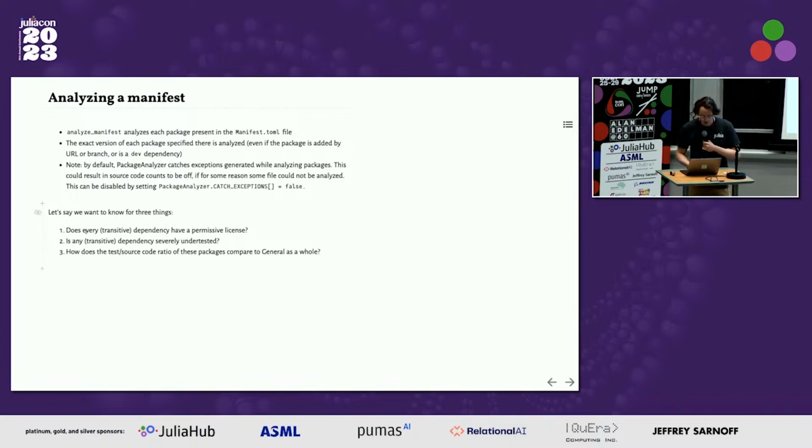Okay, so we're going to ask 3 questions here. Does every transitive dependency in this manifest have a permissive license? Not just OSI approved, but I want a permissive license. Is any transitive dependency severely under-tested by some measure? And how does the test to source code ratio of these packages compare to General as a whole?